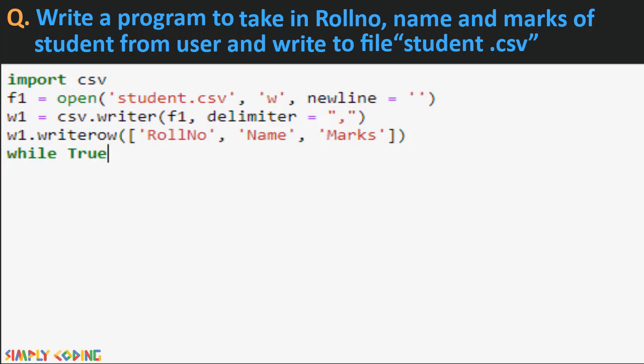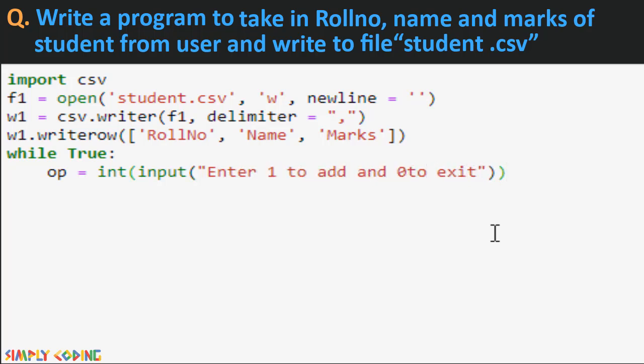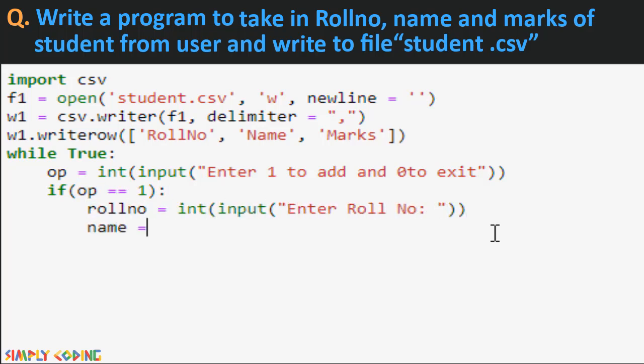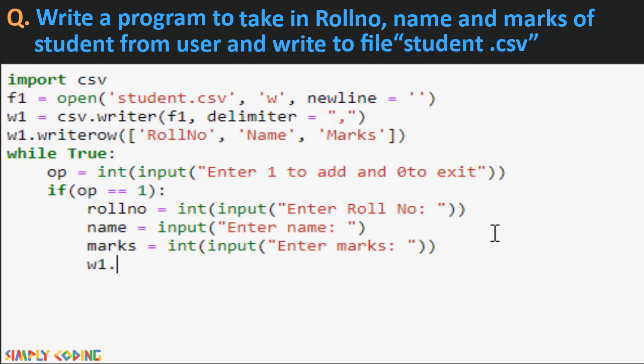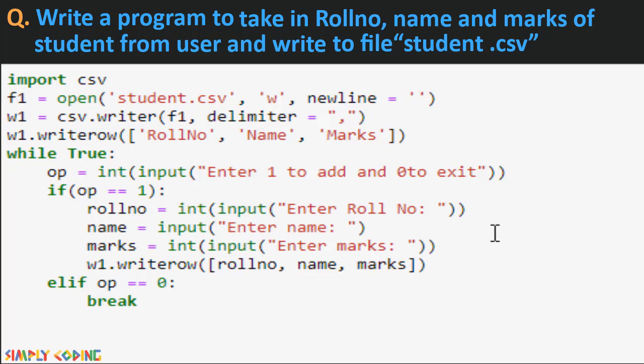Next we will set up a while loop to take in the input from the user. The first step we will do is to take in an option from the user, 1 to add and 0 to exit. If user enters 1, then we will take in roll number, name and marks from the user. We will create a list for a single row record, which we will pass to writerow function. Next we will handle if option is equal to 0.